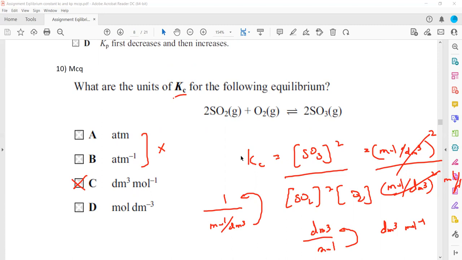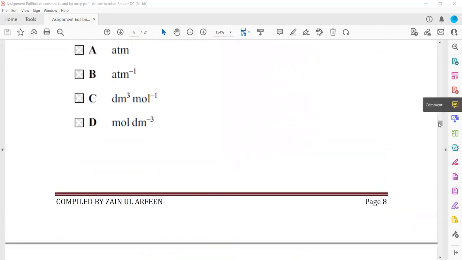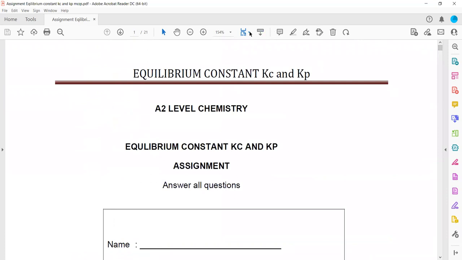So C will be the right answer. So these are some questions related to Kc and Kp.